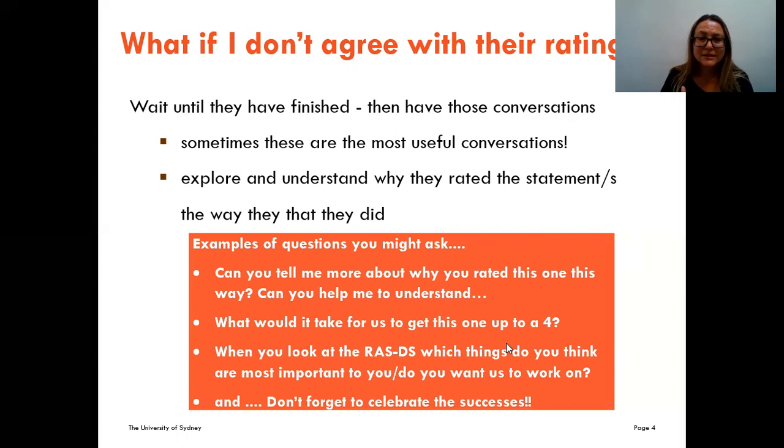Or, and I think this is really important, when you look at the RAS-DS, which are the things that are most important to you, or what do you want us to work on? And what we hear is that it's not always those things that they rate the lowest. They might rate it lower and say, I really don't care, that's not important to me, but these things are, and I might have rated them as a 3, but I need them to be a 4 for life to be good. So they're the things I really want to focus on.